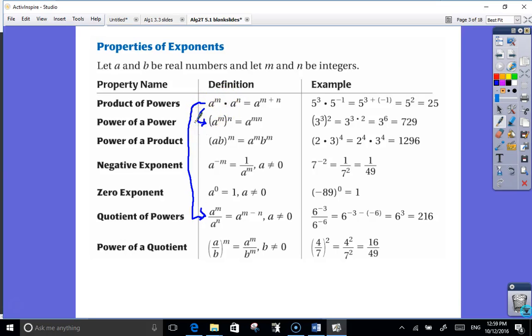Because always the question, well, if you add with the first property, product of powers, when is it that you multiply? And you multiply when you raise a power to a power, what they call a power of a power. For example, here's their example, 3 to the 3rd in parentheses squared. That's the multiply. That's 3 to the 3 times 2, which is 3 to the 6th, 729.